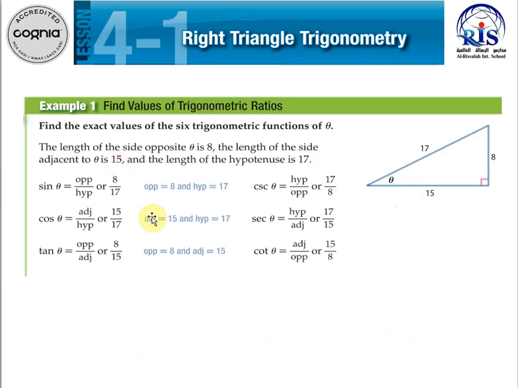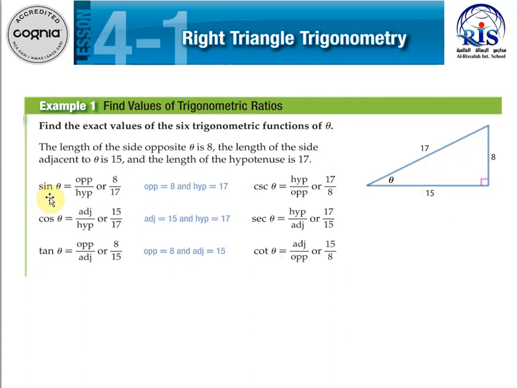Example number 1. How to find the value of trigonometric ratios? We will only replace the values of the sides by using the ratios of sine, cosine, tangent, cosecant, secant, cotangent. In the question, it says, find the exact value of the six trigonometric functions of theta.